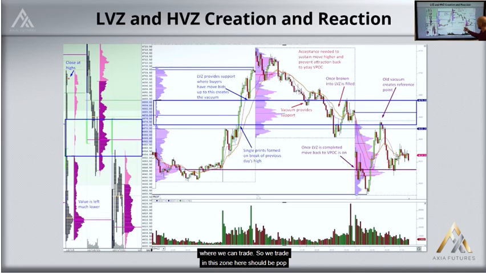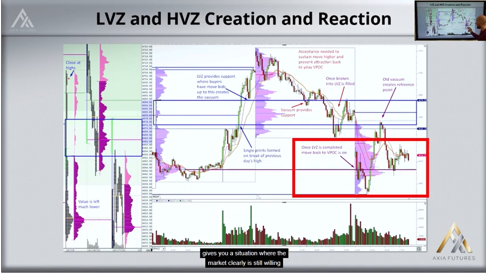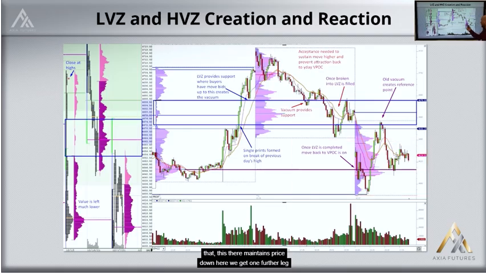So we trade in this zone. Here's your VPOC, the little purple line just down here. The next day we open, trade straight the way down it, straight the way through it. And we do then, because of the lack of continuation, actually get stuck in these areas. So as I suggested before that you will go to and react or move away, in this situation, because the straight through doesn't materialize into a further movement, this then gives you a situation where the market clearly is still willing to accept trade at these areas, at these prices. And in doing that, this then maintains price down here.